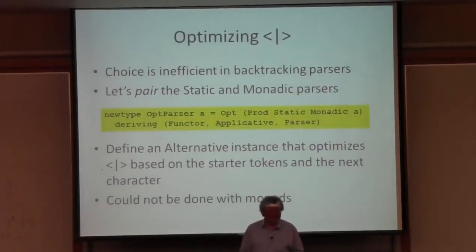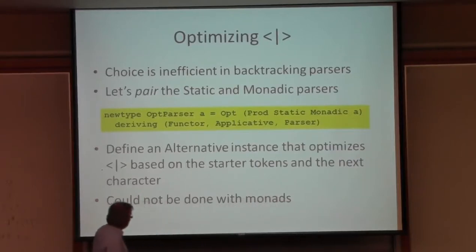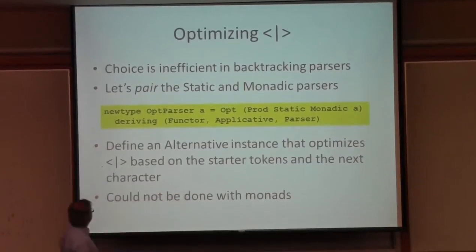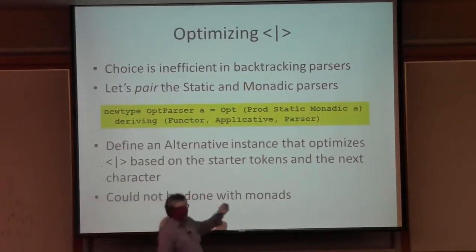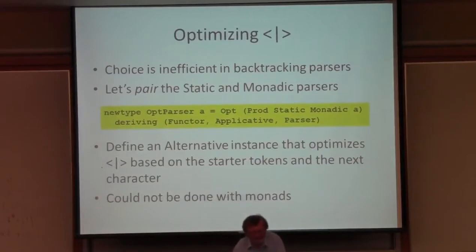I just want to tell you that in case you take this code exactly as it is and try to run it, because with the present version of the Haskell platform, you will hit this bug. Okay, so now I've got to the point where I have a static implementation, static analysis of my parsers, and I can make my optimized version. So if I want to optimize choice, which was my goal, then I can just pair together the static and the monadic parsers. And then I'll have to define a new alternative instance.